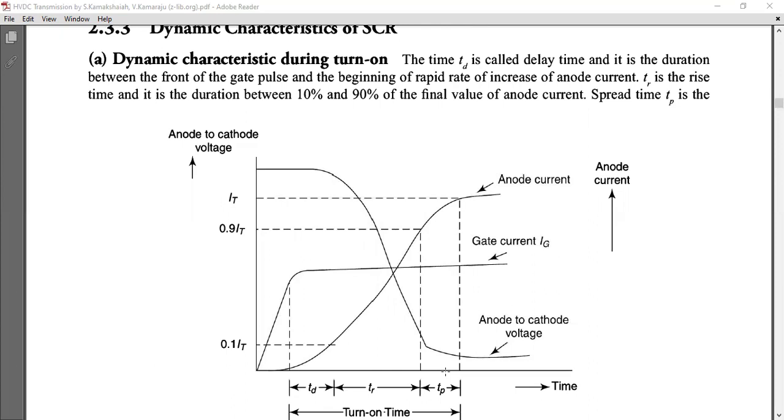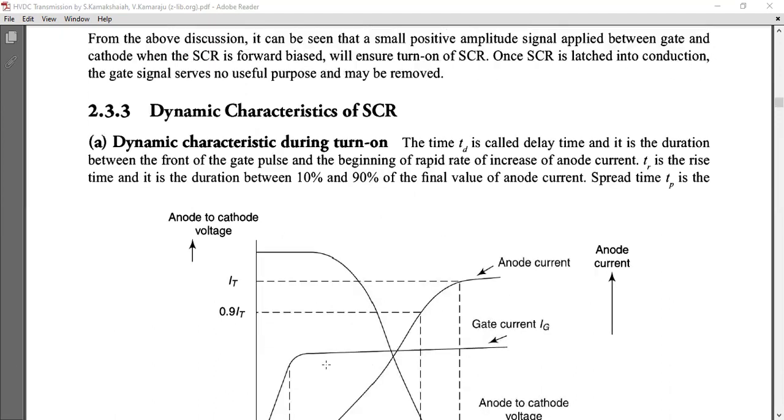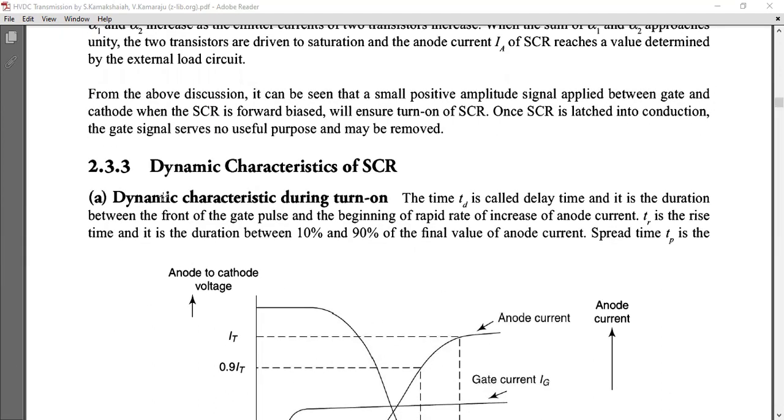So the total turn on time of the thyristor, termed as T on, is equal to the sum of these three times: TR, TD, and TP. This will be in the order of 1 to 3 microseconds. Next, these are the dynamic characteristics of the SCR during turn on.